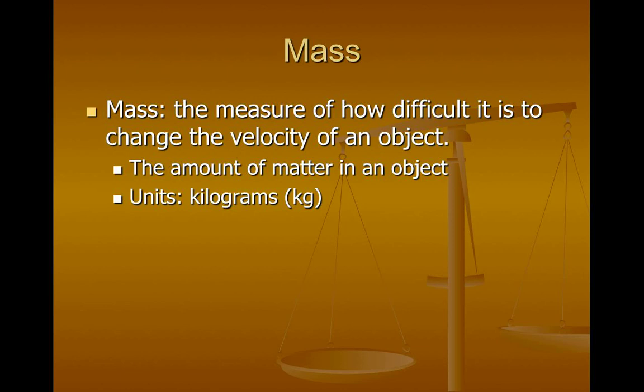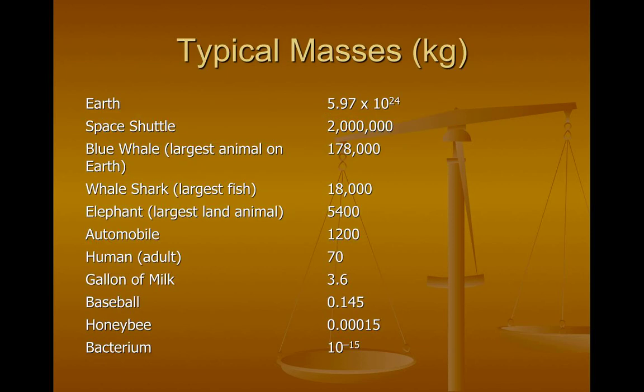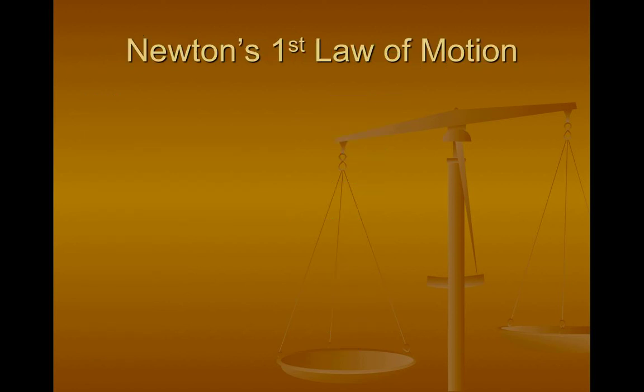We've talked a little bit about the units of mass already. They're kilograms, abbreviated kg. Here are some typical masses, again from the very small, like a bacterium, 10 to the negative 15th kilograms, all the way up to the very large. The Earth is about 6 times 10 to the 24th kilograms. An average human adult has a mass of 70 kilograms. Again, just some numbers to look at.